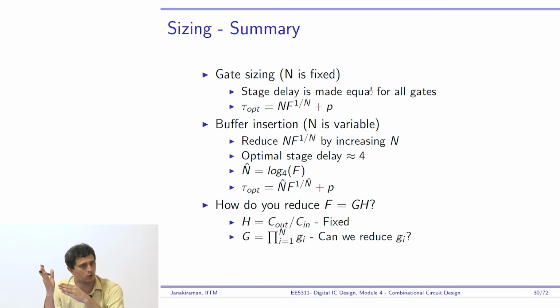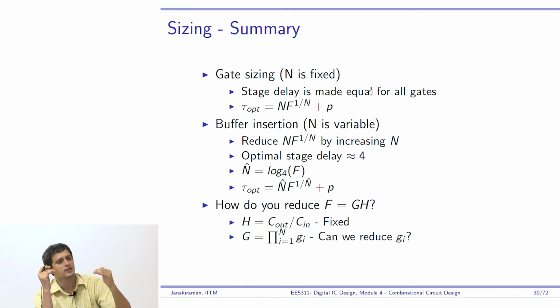driving a very large load, then this minimum delay is not sufficient. You're still going to have a lot of effort being put in by each gate, right? As you saw in the example that we did, we had a stage effort of 10. Now that was too much, and we got a delay of 46. Then we said that the reason for that was f power 1 by n is not being made small enough. Ultimately, that's where you're gaining.